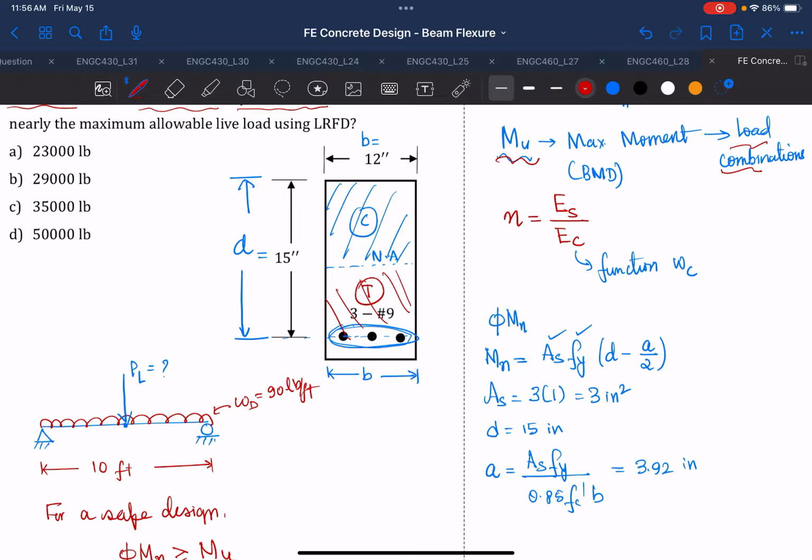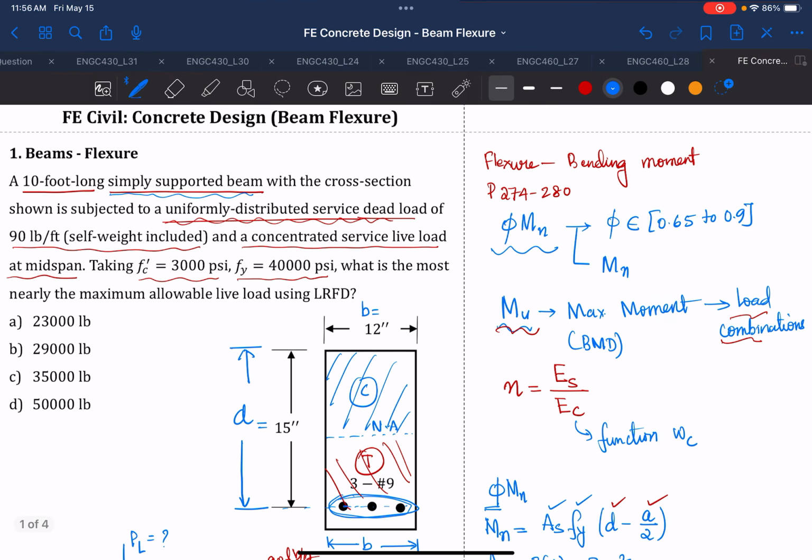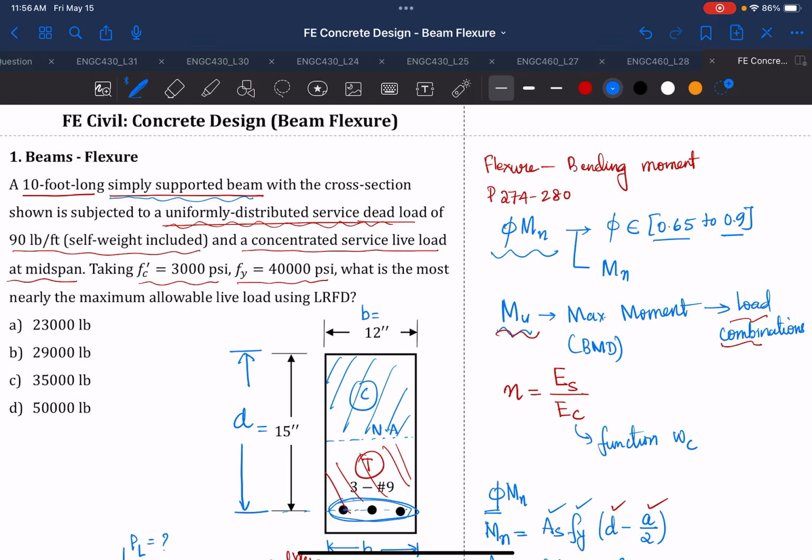Okay, so we know d and we know a over 2. And now the question is, how do we find phi? Remember that phi, only for beam flexure, has a value from 0.65 to 0.9. For shear, for concrete, or for column, generally we have one value. If it is purely axial column, we have 0.65, and for shear it is 0.75. But for flexure, we need to calculate the phi value.